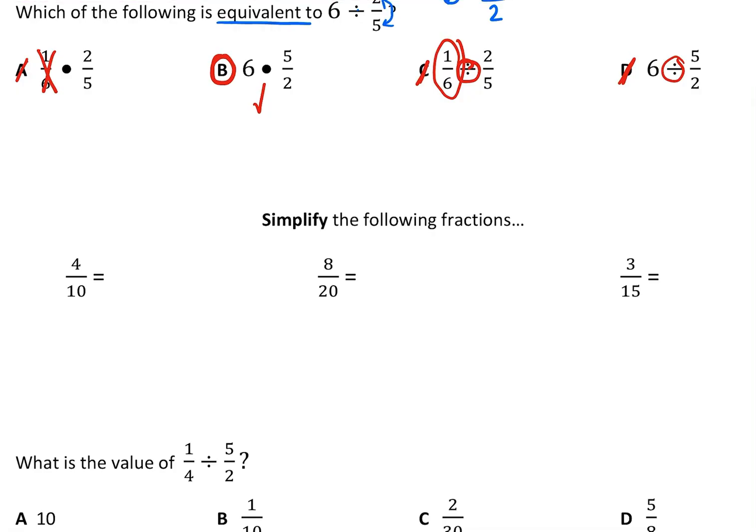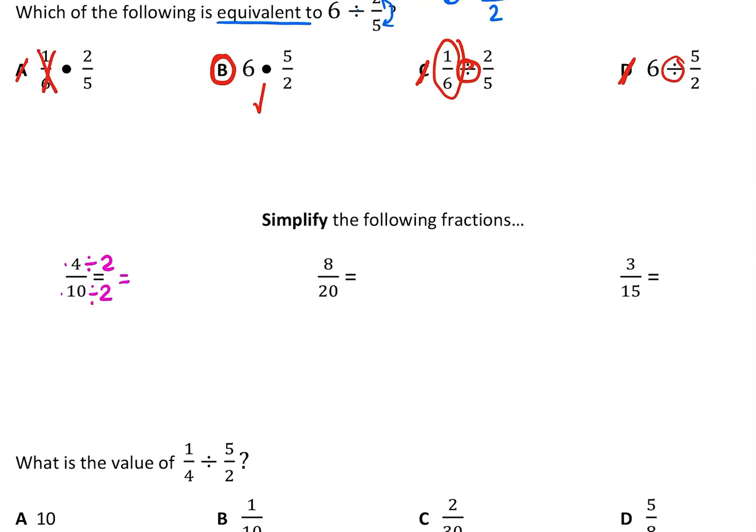All right, the next thing we need to talk about is simplifying. Some of us are getting really good at this and some of us are still kind of struggling, so let's talk about this again. If this is what you get, you will not have that answer choice, so you have to simplify. The way we simplify, think, what can I count by to get to 4 and to 10? Can I count by 2s and get to 4? 2, 4, yes. 2, 4, 6, 8, 10, yes. So to simplify, we divide both the top and the bottom by 2, okay?